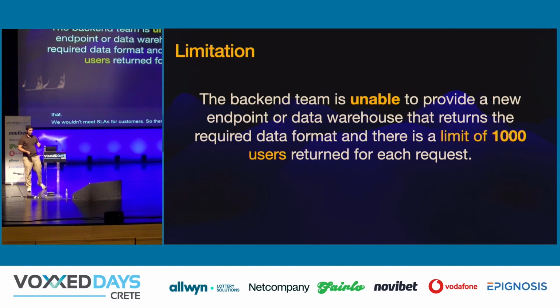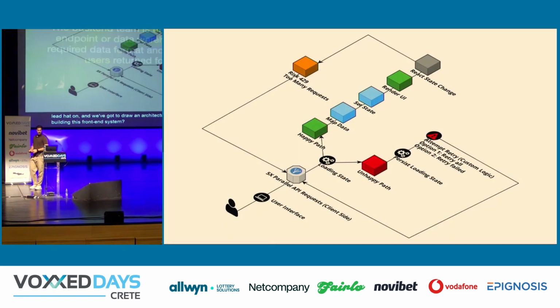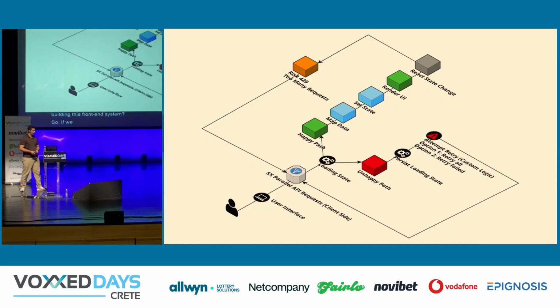So we put our tech lead hat on, and we've got to draw an architectural diagram. And where do we start in building this front-end system? If we look at this architectural diagram, we've got a user interface that we've got to build. We've got to build that chart interface. And we've got a singular request that returns 1,000 users. So you may think, I've got to make 5 requests now. So to be a little bit smart and not do them sequentially, you're going to make 5 parallel requests. Cool. That's got its own set of problems, but that's what we're doing.